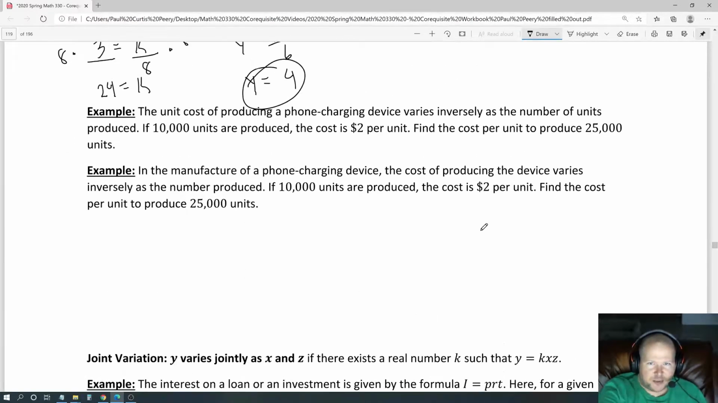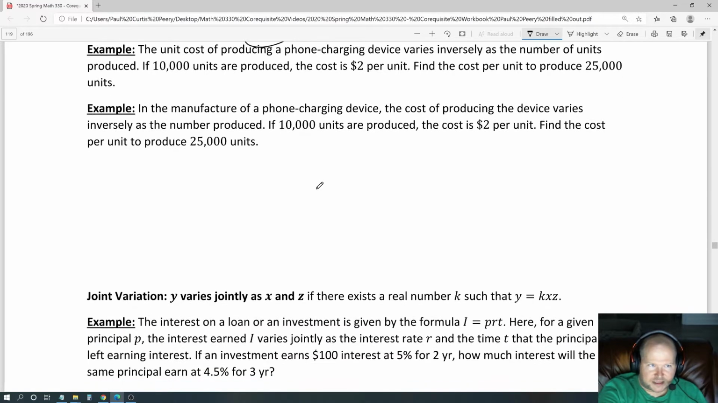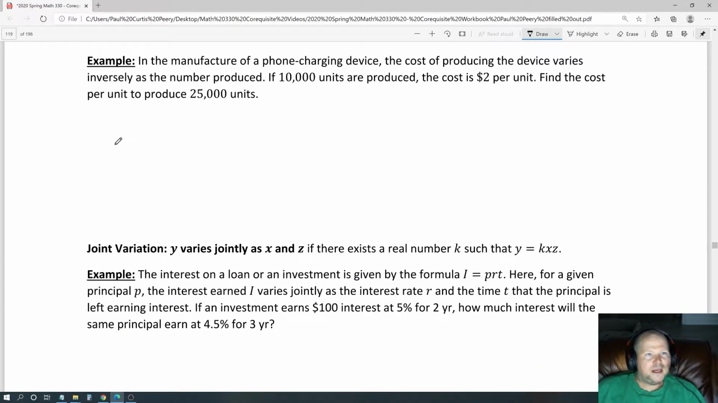All right, there's a typo here, they just rewrote the same problem twice, basically, so I'm just going to focus on this one. In the manufacturing of a phone charging device, the cost of production of the device varies inversely as the number produced. If 10,000 units are produced, the cost is $2 per unit. Find the cost per unit to produce 25,000 units.